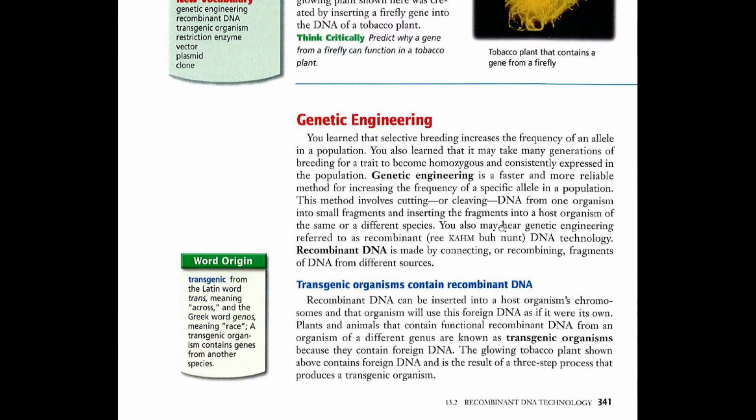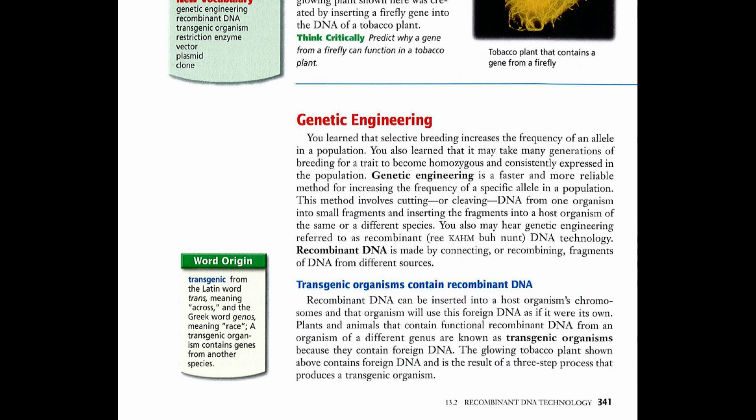So the applied genetics that we learned in 13.1, the selective breeding, yes, I guess that's kind of a type of genetic engineering, but the real definition of genetic engineering is a faster, more reliable method for increasing the frequency of a specific allele in a population. And what we have to do for this is cut some DNA or cleave some DNA from one organism into a bunch of small pieces and insert the fragments of that into a new organism. And that new organism can be the same species or a different species. They don't have to be the same.